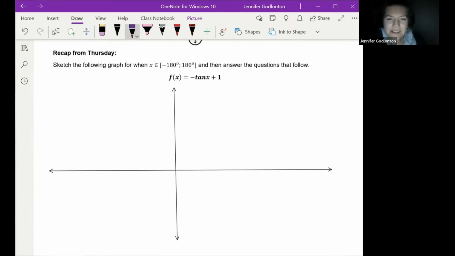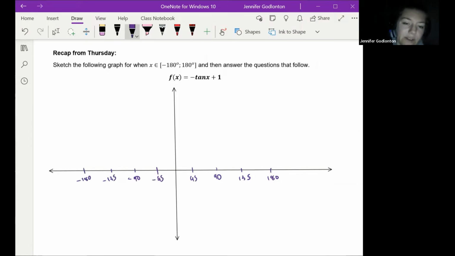Okay, so this question is asking us to sketch this graph. We need to go from negative 180 to positive 180. When we're dealing with a tan graph, how many degrees do I want to step in? So think about it. Yes, Portia, beautiful. 45. Okay, so 45, 90, 135, 180. I'm going to do the same here. Negative 45, negative 90, negative 135, negative 180. So you guys should have this graph that you drew in our lesson on Thursday. So you can have a look at it and see if you're on the right track.